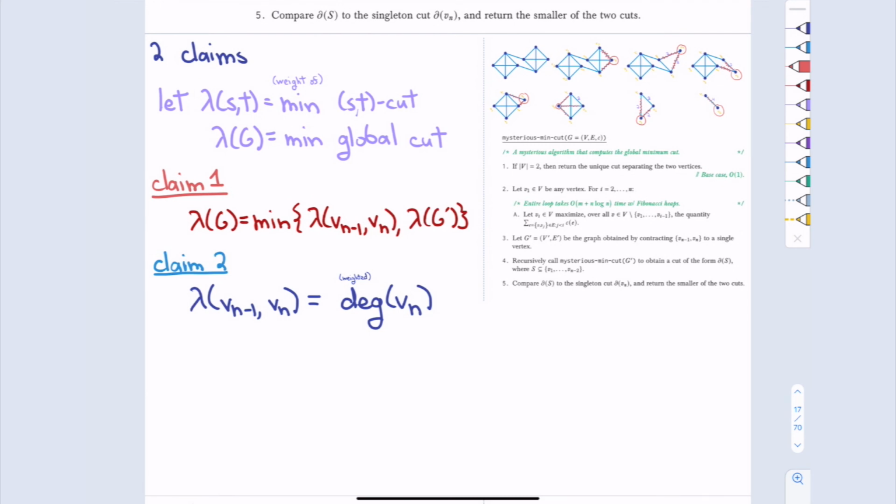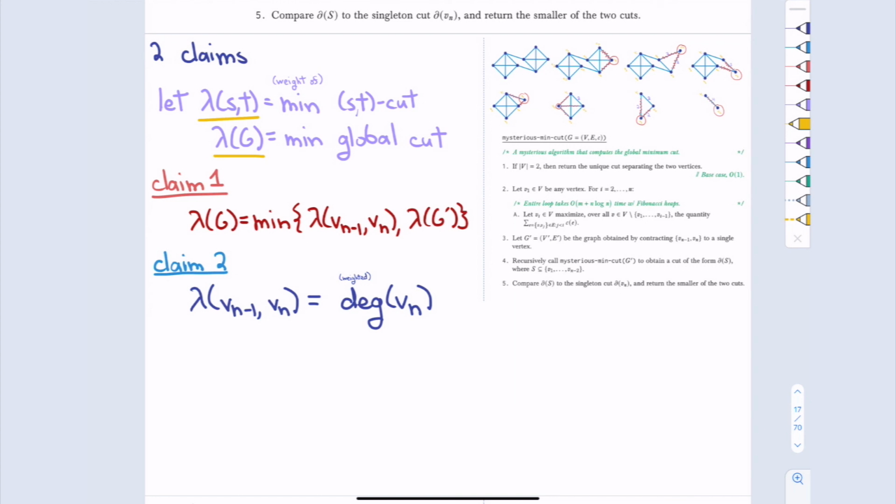I'm going to use the following notation both in this section and the next one. I think we used this before. I'm going to let lambda st denote the connectivity between two vertices s and t. And then I'm also going to write lambda g to denote the minimum cut of a graph g.